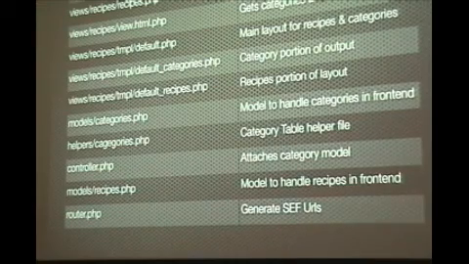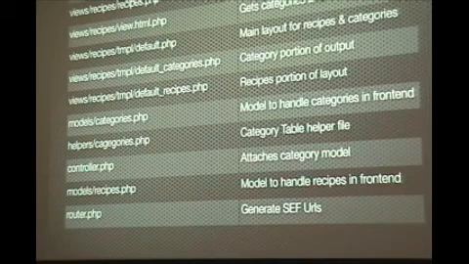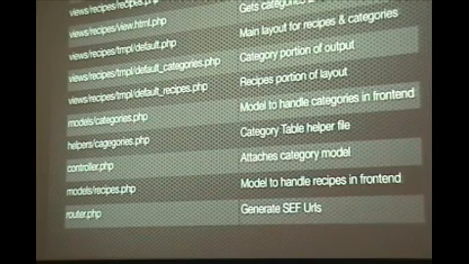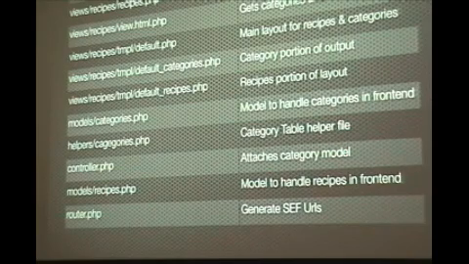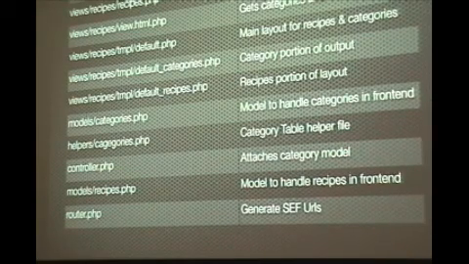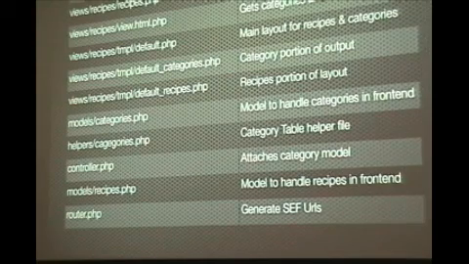Probably not time to go through the SEF URLs, but that should be fairly self-explanatory. If you look at the router.php file in the front end, you'll see how you can create the SEF URLs, and you can change that to put the title of the recipe as the URL and so forth.